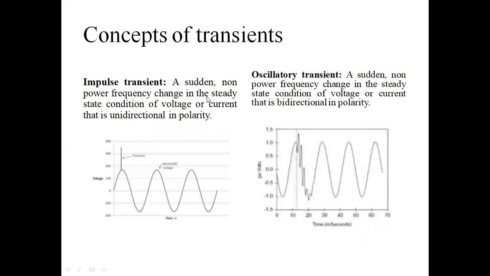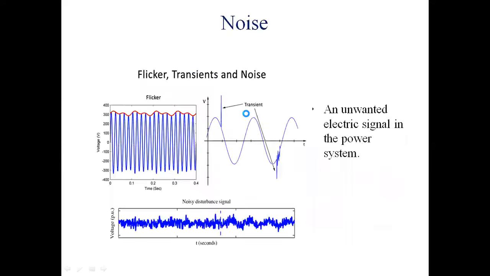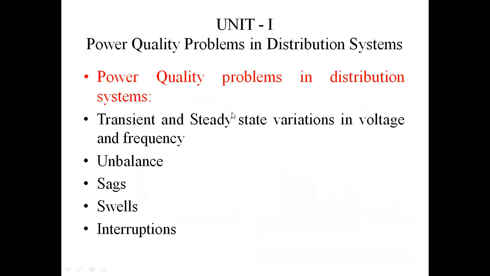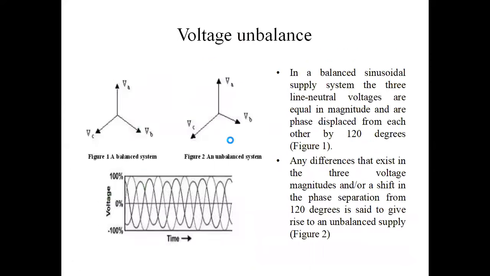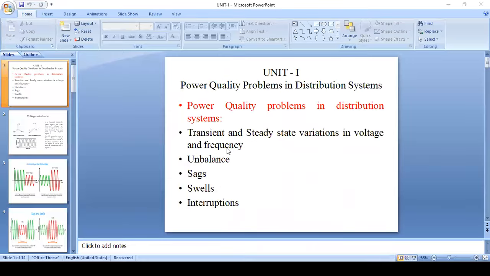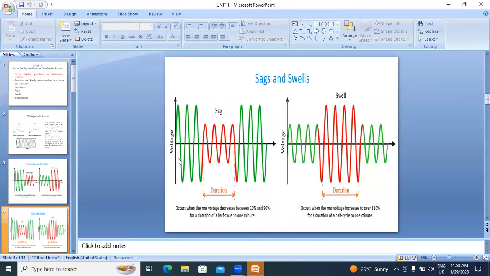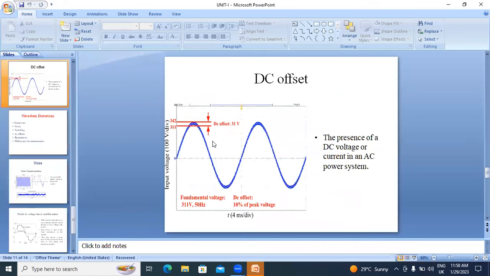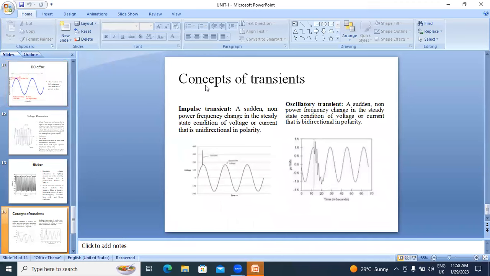Next, this is the concept of transients. Transients in the syllabus: the first topic is transient and steady state variance. In the concept of transients, there are two types. One is the impulse transient. The second one is the oscillatory transient.